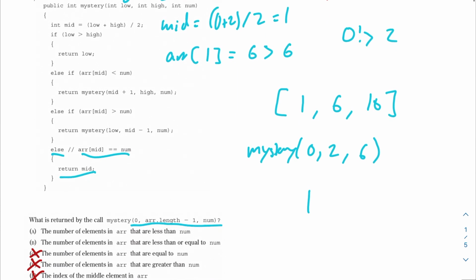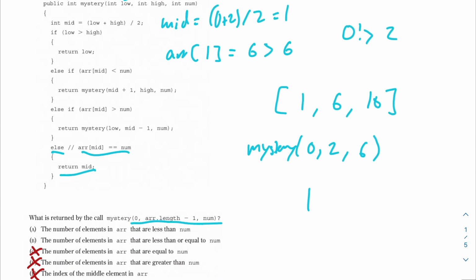So if we're choosing between the number of elements in an array that are less than num and the number of elements in an array that are less than or equal to num, I would say that the right answer here would be A, right? If the number we had returned from mystery was 2, then it would have been the number of elements in an array that are less than or equal to num, because it would have been 1 and 6. But since it was just the 1, since we returned 1, the answer is going to be A.